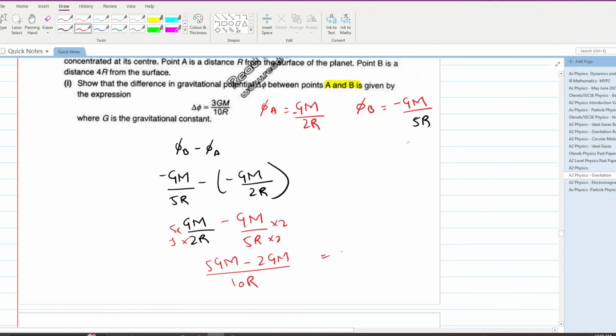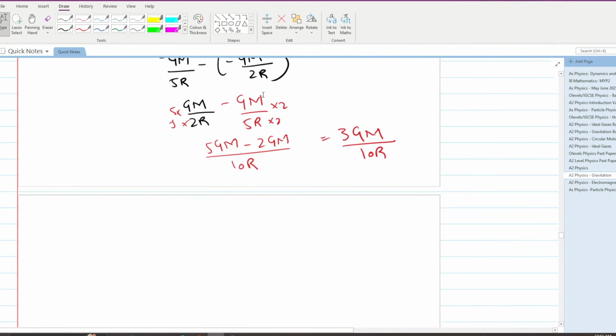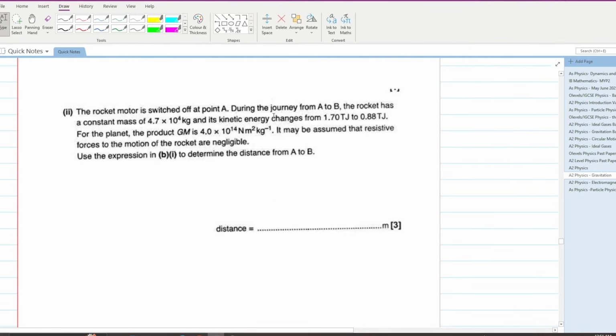What does the answer come out to be? 3 capital G, capital M divided by 10r. Is the answer matching our initial equation? Yes, so we are correct. Let's further move ahead. A rocket is switched off at point A.